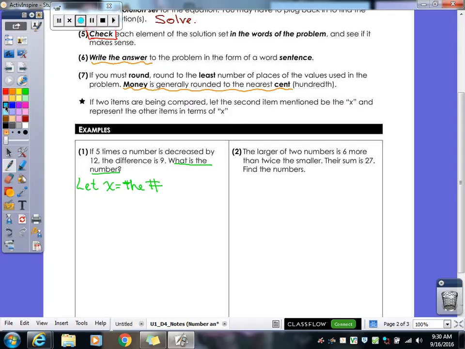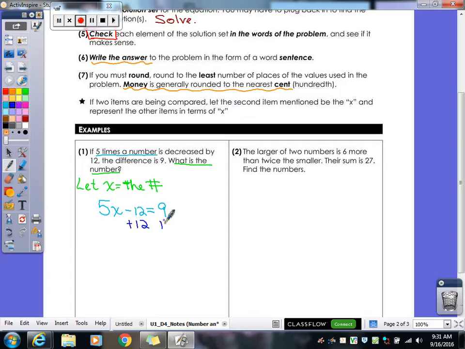So now we can go back and write our equation. 5 times a number. What would that look like? 5x is decreased by 12. Minus 12. The difference is 9. Means that equals 9. So you got to take each little part, because a lot of times when you read that whole thing together, you're like, what?